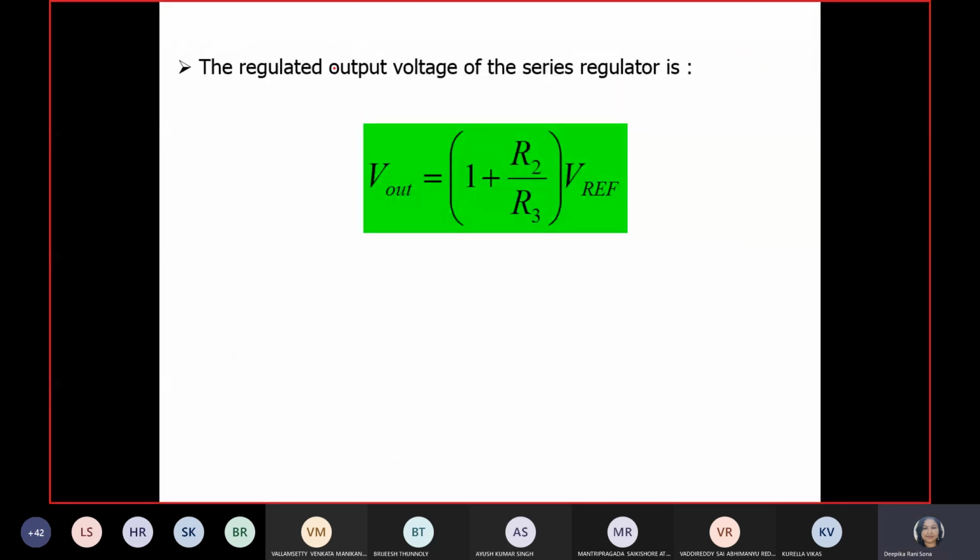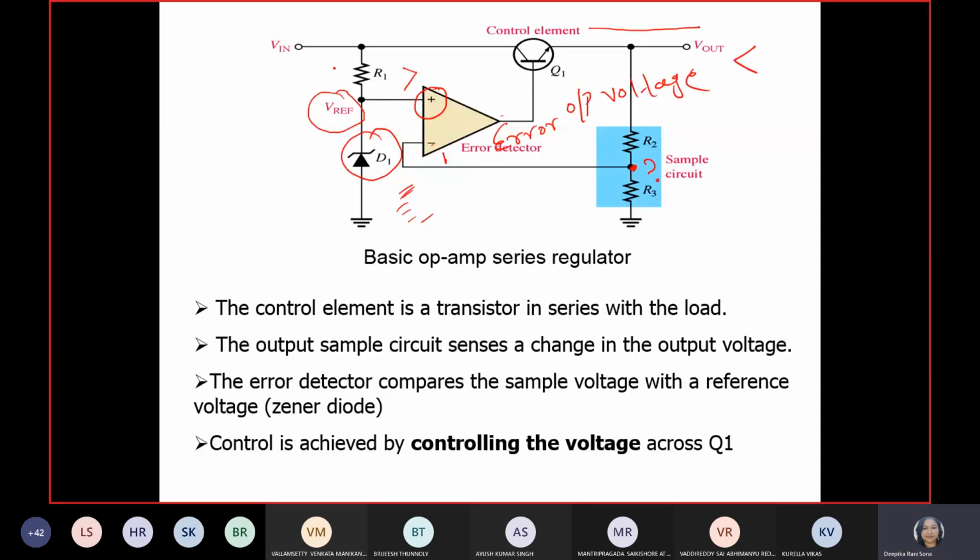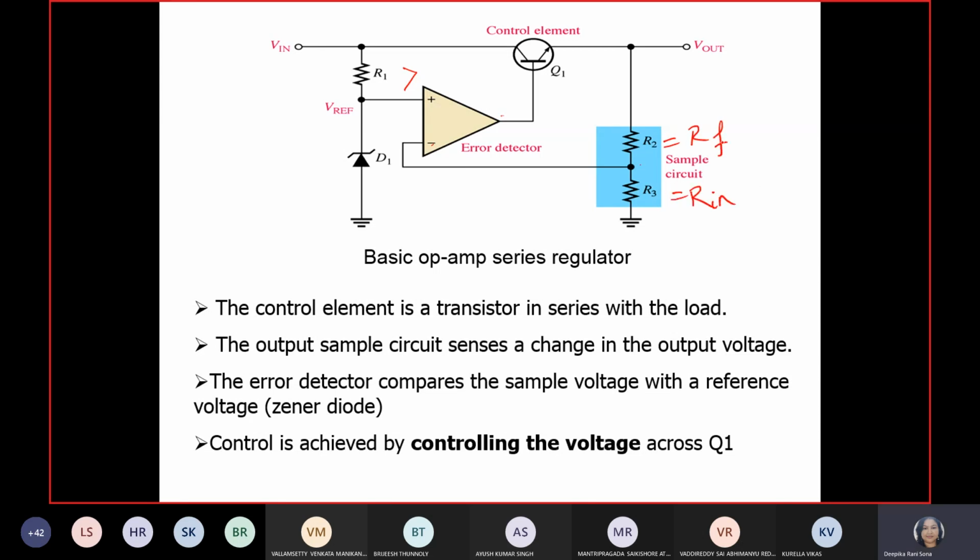Then guys, the regulator output. Suppose in this circuit, overall, if I say you want to write V out, what should be the equation for V out guys? Because we have taken R2 as RF and R3 as Rin. Okay, and here V in is the V reference voltage. So what will be the V out equation here?